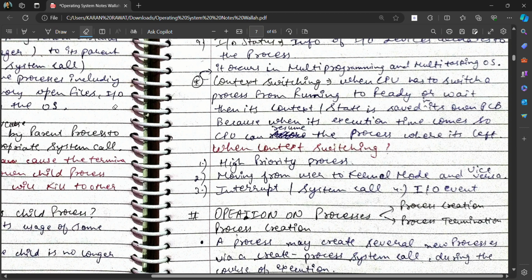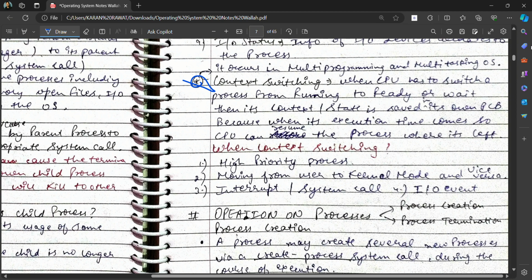Context switching, as I have written, basically occurs in multi-programming and multitasking operating systems. This is a general point, but let's discuss what context switching is.